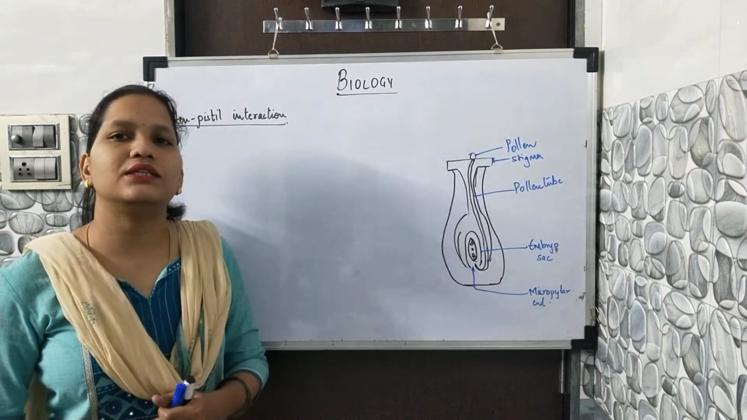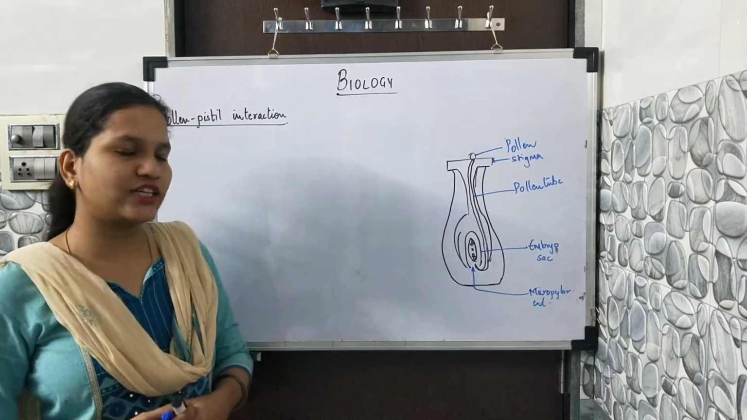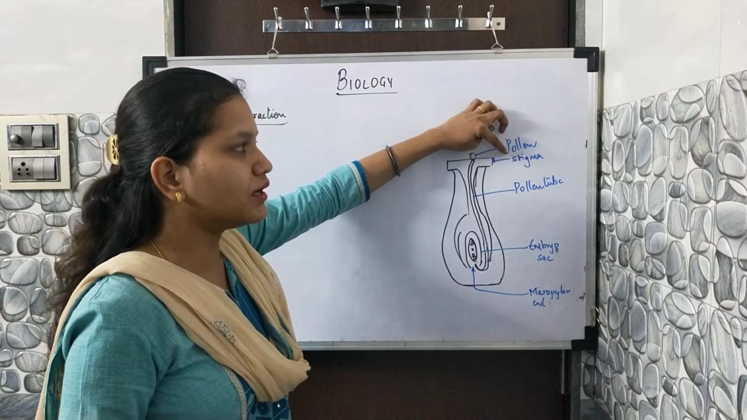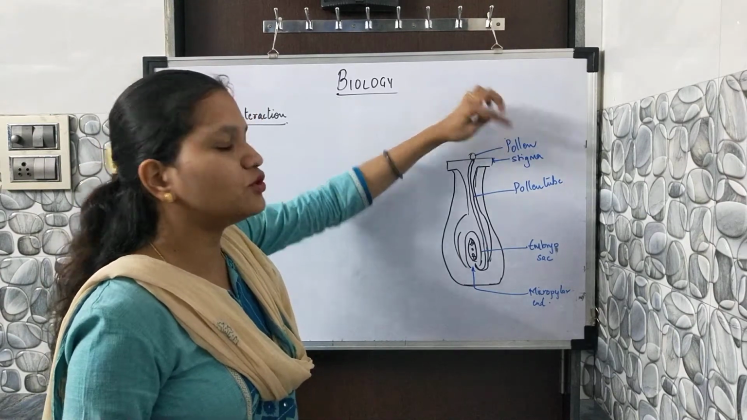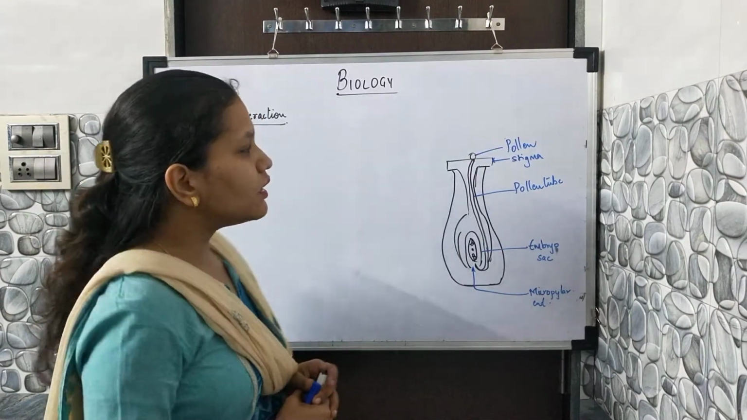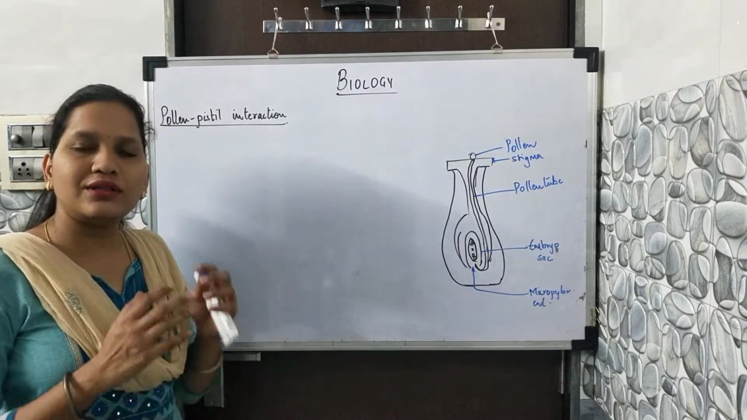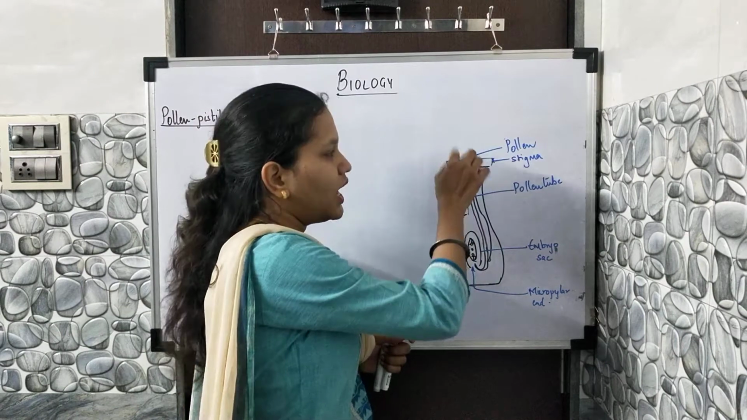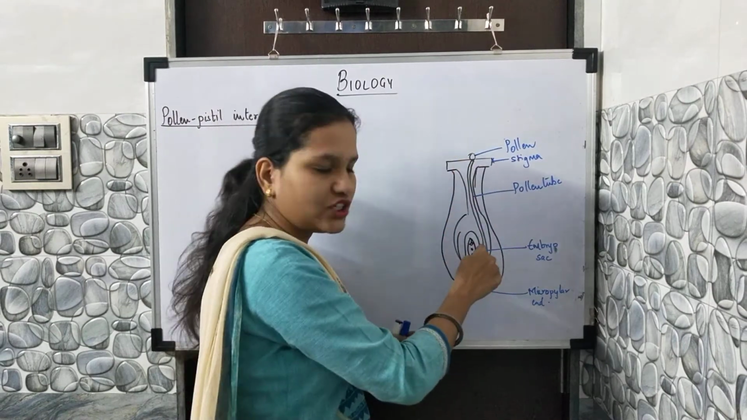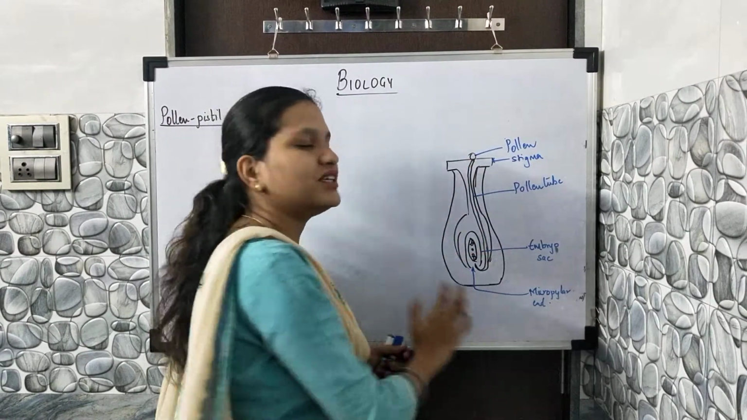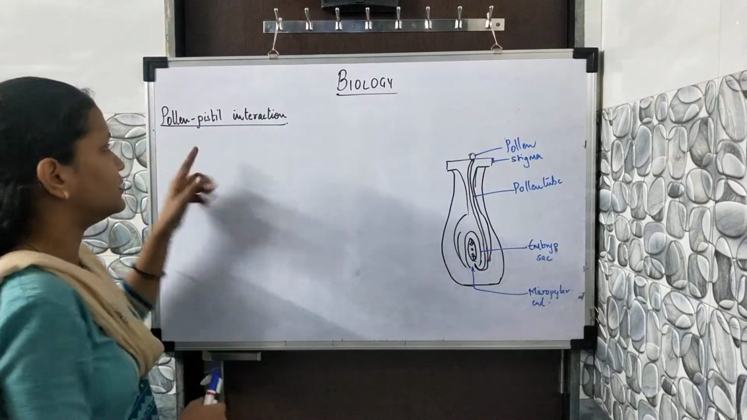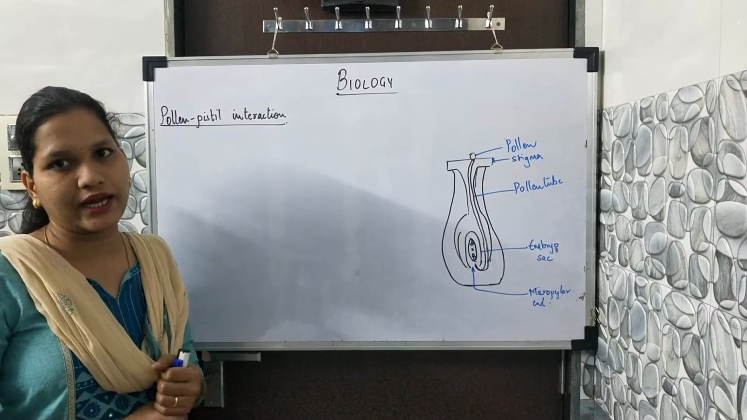Now, when we are discussing the interaction, the pollen is going to stick on the stigma, and the sporogenous tissue is called the stigma. Here you can see all the events of pollination, after that germination, and fertilization. All these events are considered in pollen-pistil interaction.